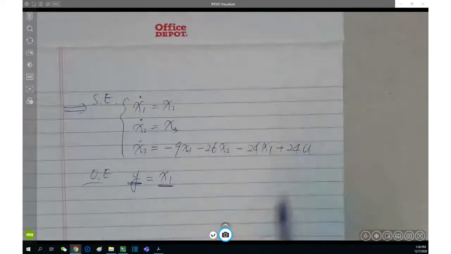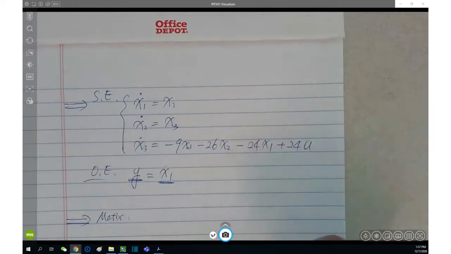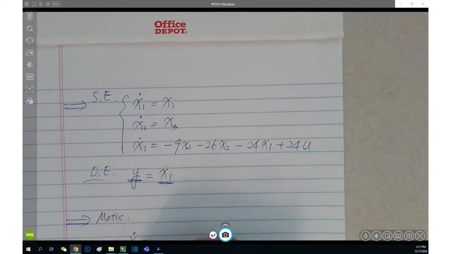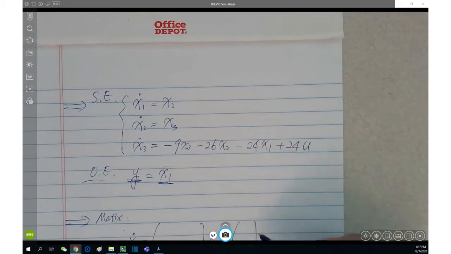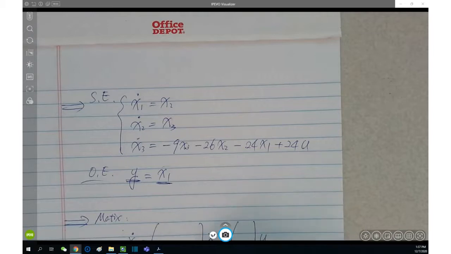And the last but not least, the matrix. We need to write them into matrix form. A matrix form is like this, right? x dot equals A matrix times x plus B matrix times u, and then y equals C matrix times x plus D matrix times u.